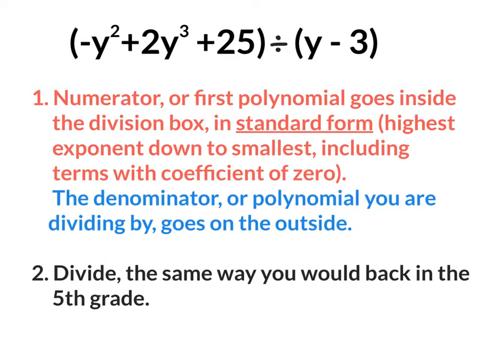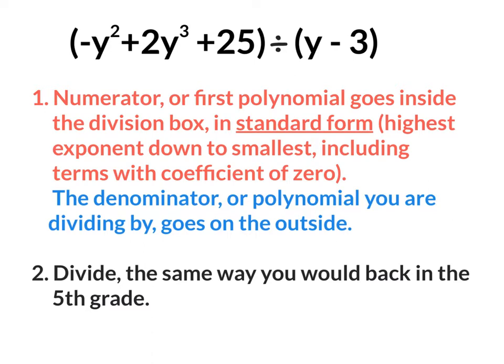Okay, before you copy this down, let's read it, understand it. Maybe you might want to write it in your own words. Step 1, the numerator or the first polynomial goes inside of the division box. So this guy's going to go inside of the division box. But notice it says in standard form and it's underlined. Now standard form when we had quadratics was ax squared plus bx plus c. But right here when you have a polynomial that has a power that's bigger than 2, all it means, standard form, all it means is highest exponent term down to the smallest, including terms with coefficient of 0.